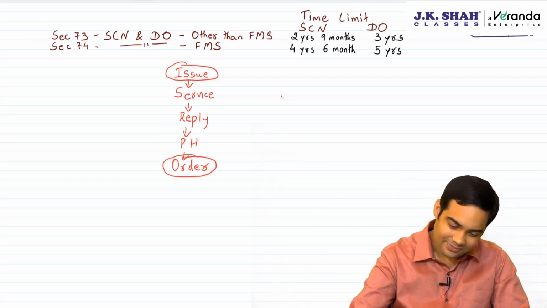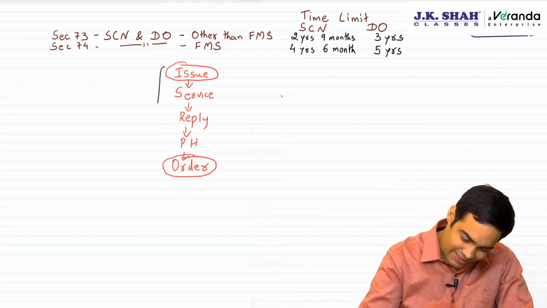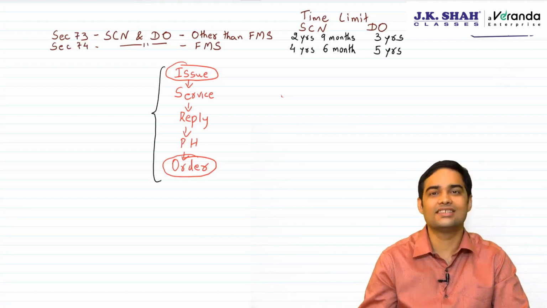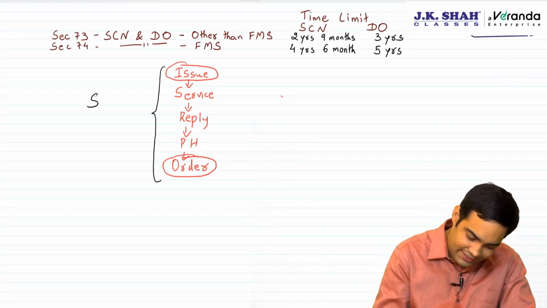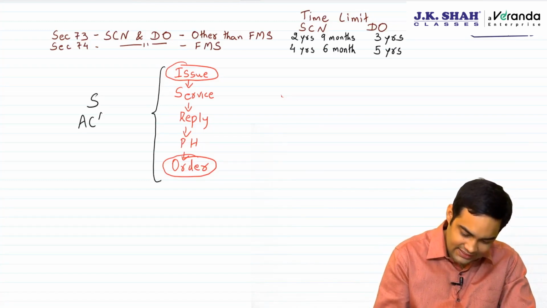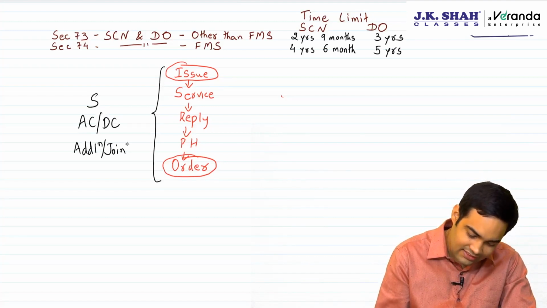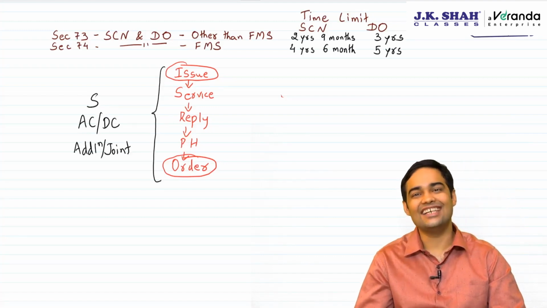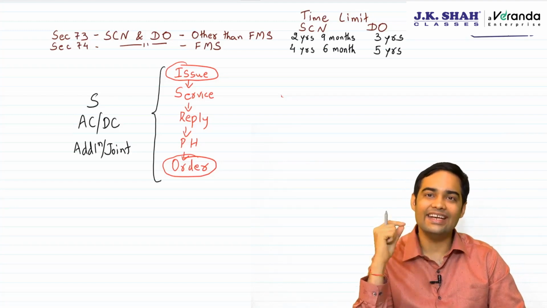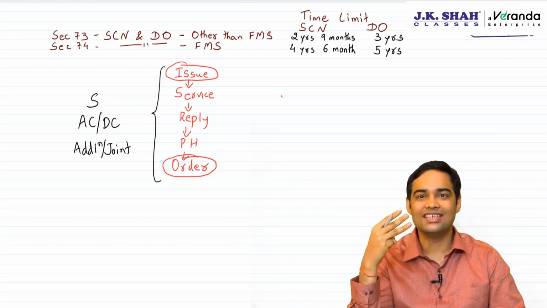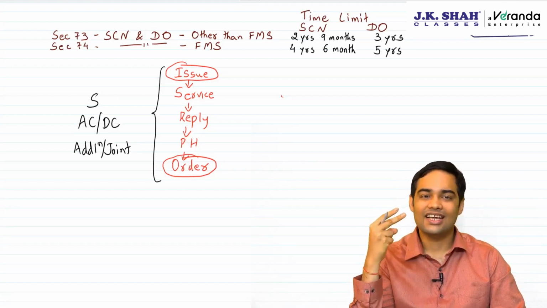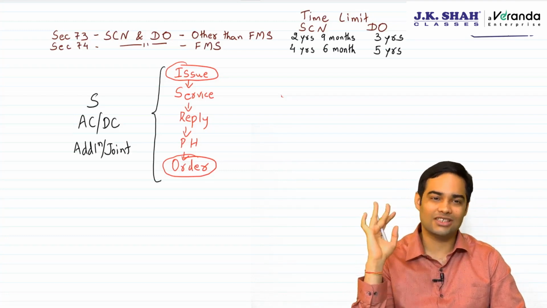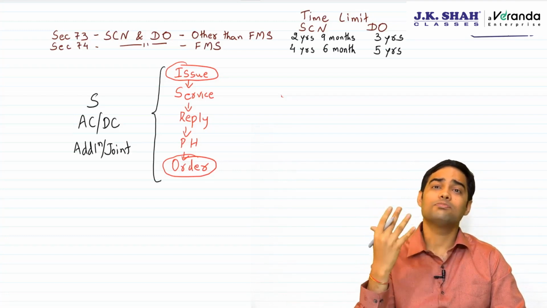Now, here government has fixed limits for Superintendent, ACDC, that is Assistant Commissioner, Deputy Commissioner, and Additional Commissioner, Joint Commissioner. These are the three adjudicators. Adjudicators means any decision will be passed by these three: Superintendent, ACDC, Additional Commissioner, Joint Commissioner. How much power is available?